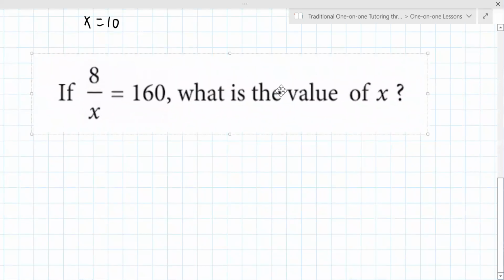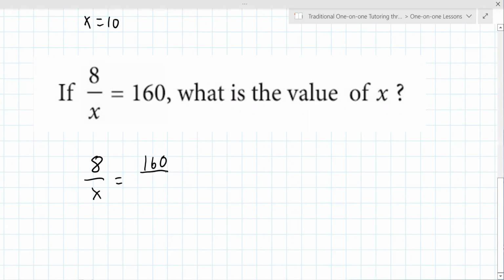All right, so here's your new question. If 8 over x equals 160, what is the value of x? Can you write 160 as a fraction? What would that be? What goes on the bottom?